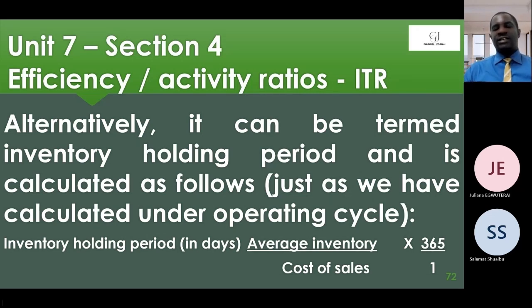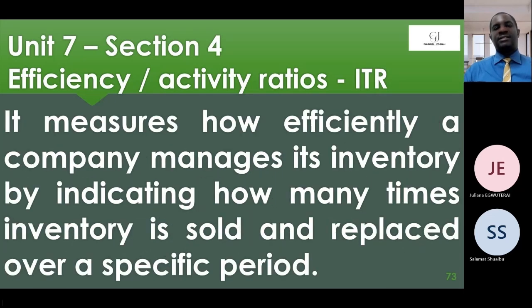So just how we have it calculated under operating cycle like we did in the last class. It measures how efficiently the company manages inventory by indicating how many times, so take note of this phrase, times. So it's not days now. Inventory is sold and replaced over a specified period. So under exam condition, if you calculate the days under activity, you are correct. If you do it under liquidity, it's fine. But appropriately, most textbooks will tell you they are both under efficiency or activity. How many times inventory is sold and replaced over a specific period, typically one year, is what we are measuring here.